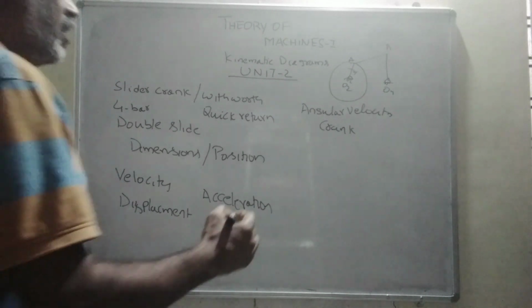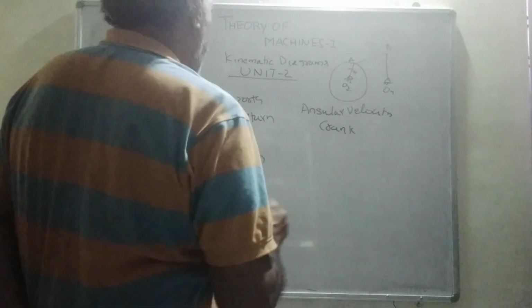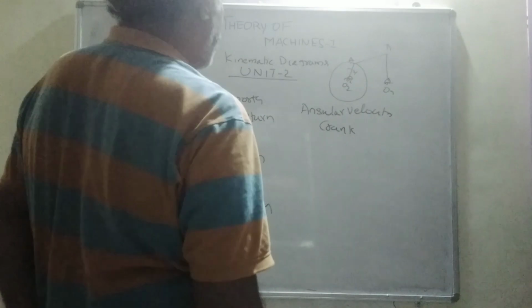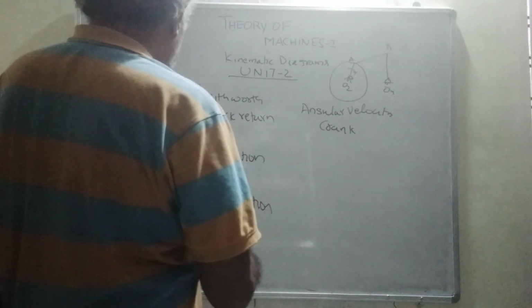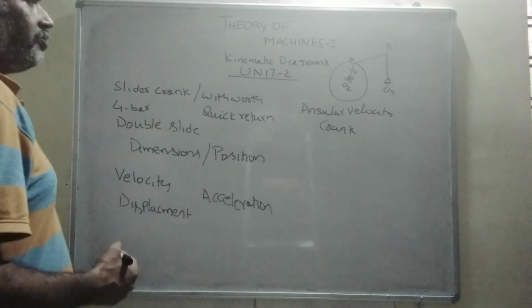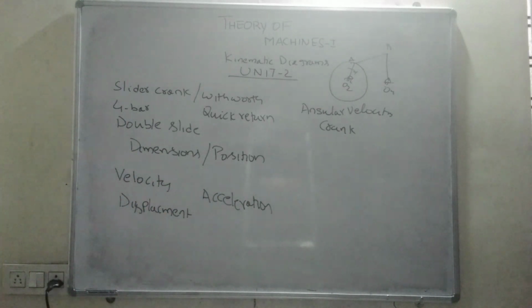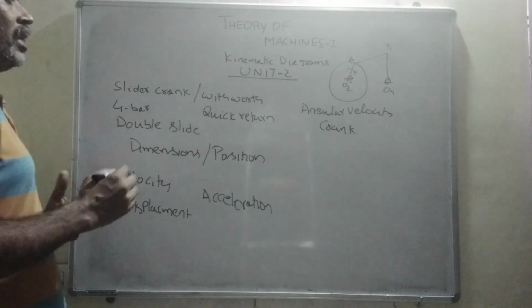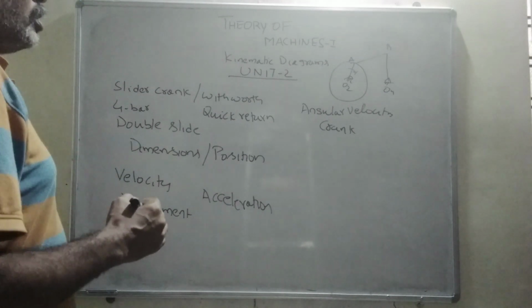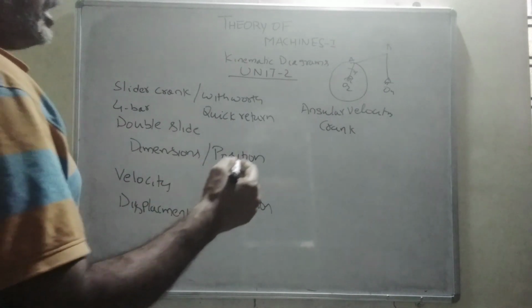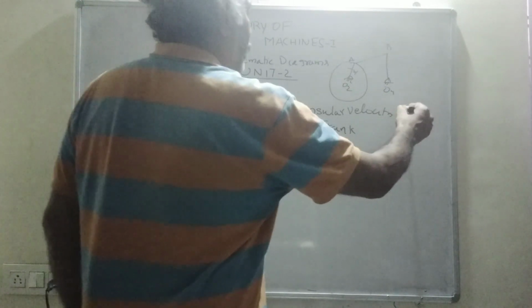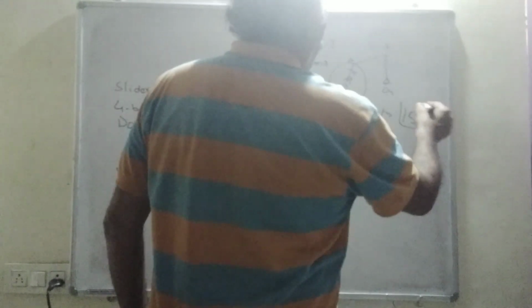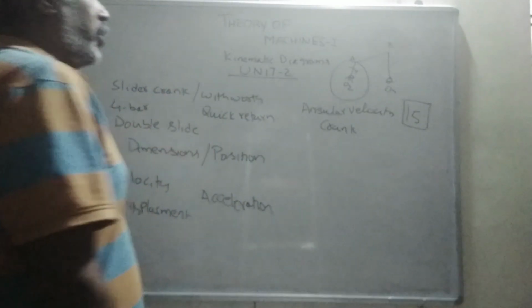For that, for a given position, you have to draw a displacement diagram, the position diagram. It's called the position diagram, and then from that we have to draw the velocity diagram and the acceleration diagram. So this will be the part of unit number 2. There are nearly 15-20 mechanisms we can work out in this particular unit.